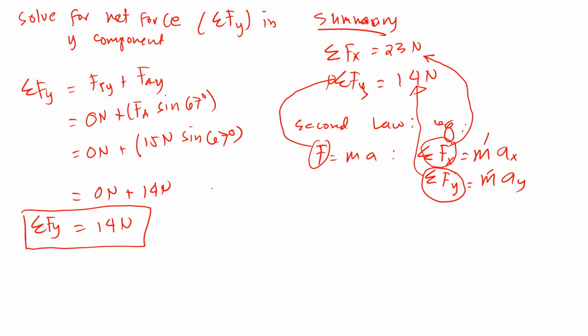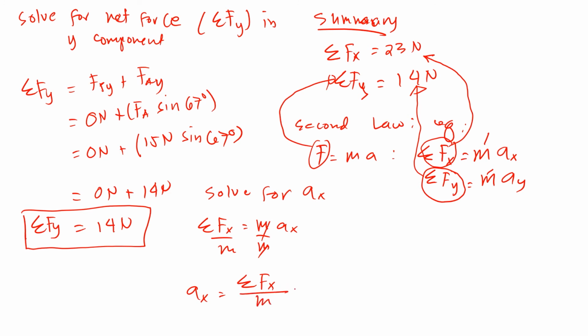So to do that, let's try to solve first for a sub x. Summation of f sub x is equals to mass times a sub x. Divide both sides of the equation by m. So a sub x is equals to summation of force in x component divided by mass. And this is equals to summation of force in x component is 23 newtons divided by mass is 1,300 kilograms.